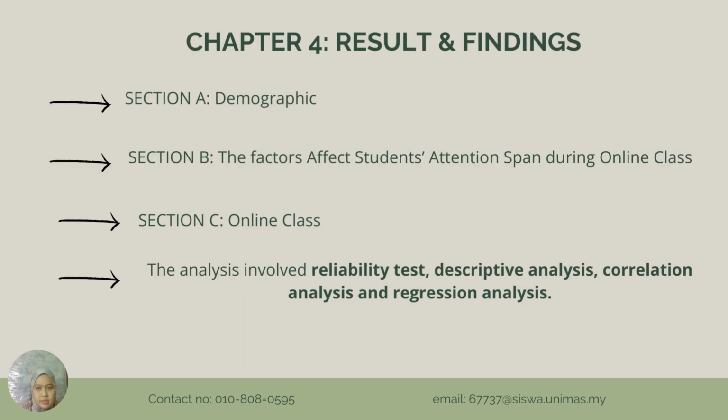Next, results and findings. This chapter explains the findings obtained based on the research questionnaire. There are three sections: Section A, demographic of respondents; Section B, the factors affecting students' attention span during online class; and Section C, online class. All the data gathered was analyzed using the Statistical Package for the Social Sciences (SPSS). The analysis involved reliability tests, descriptive analysis, correlation analysis, and regression analysis.